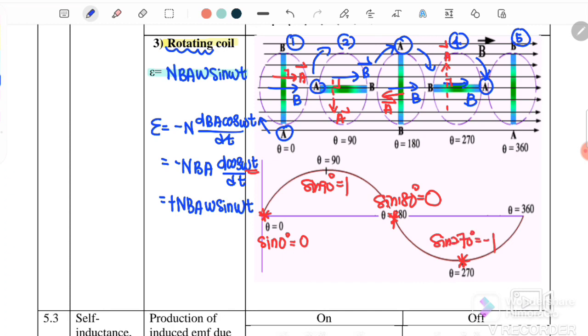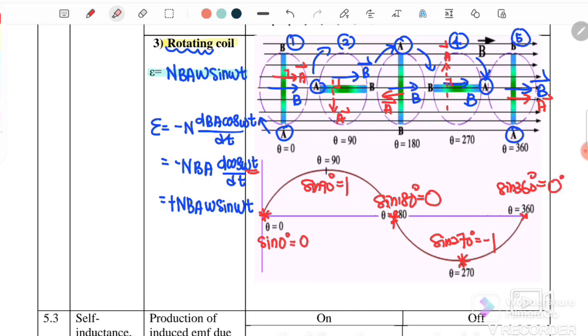Okay, and the last one, A goes back to the bottom, so it will be going downward. B is still the same, to the right. Vector A will go back to the initial point. So both of them are actually 360 degree. So sine 360 degree, we will get back 0.